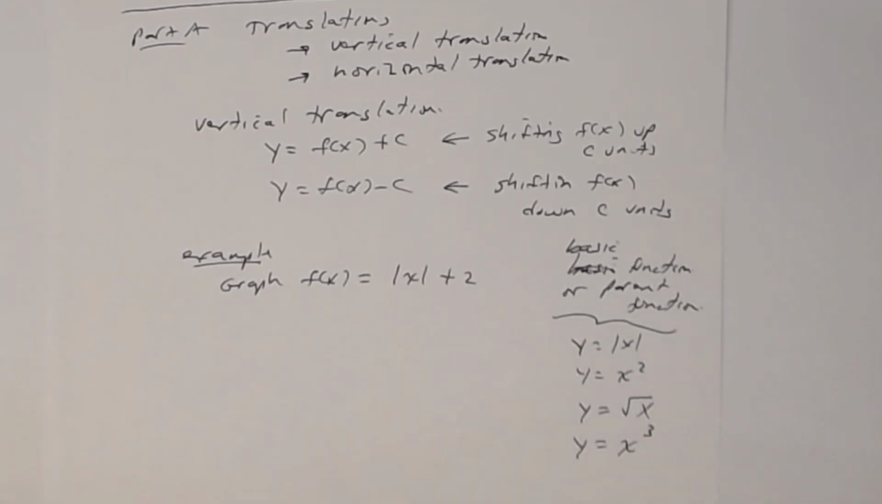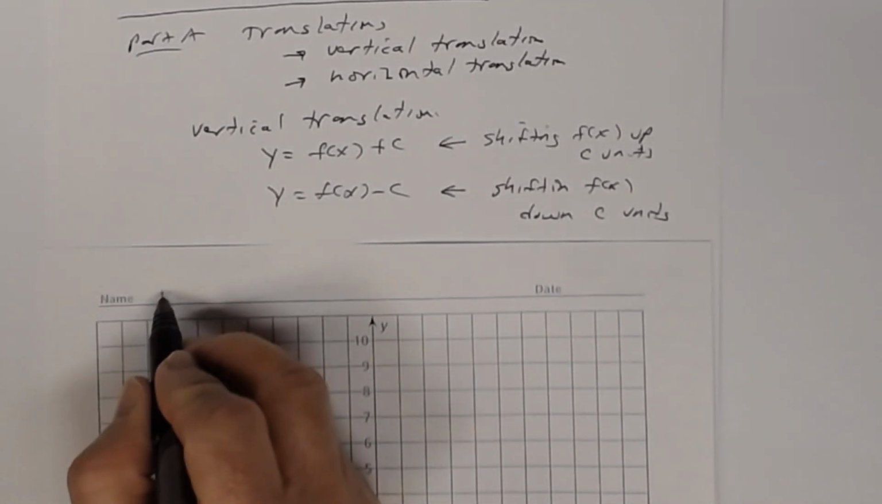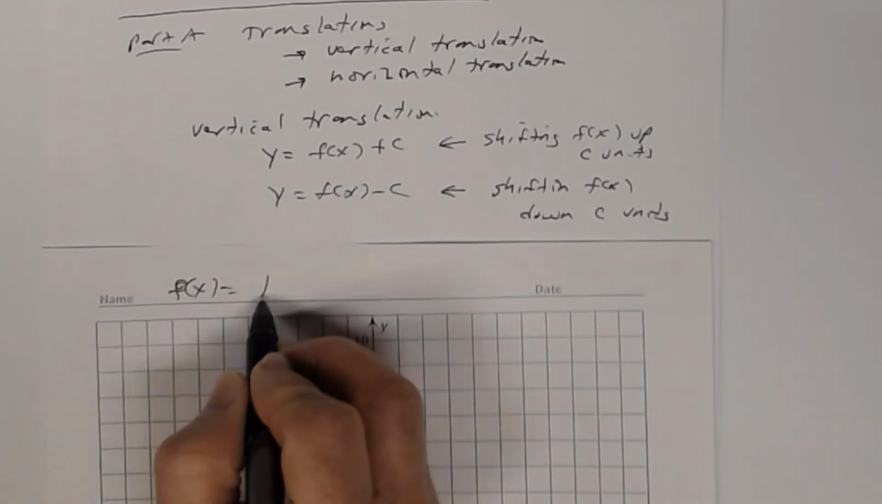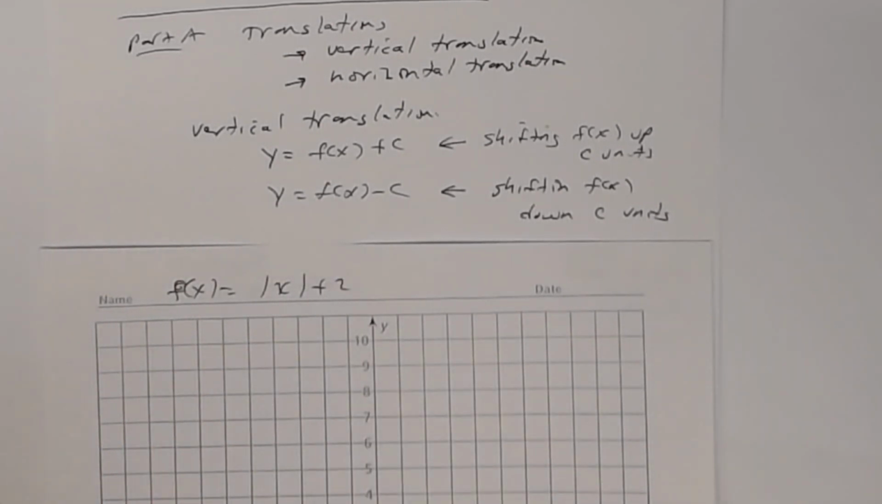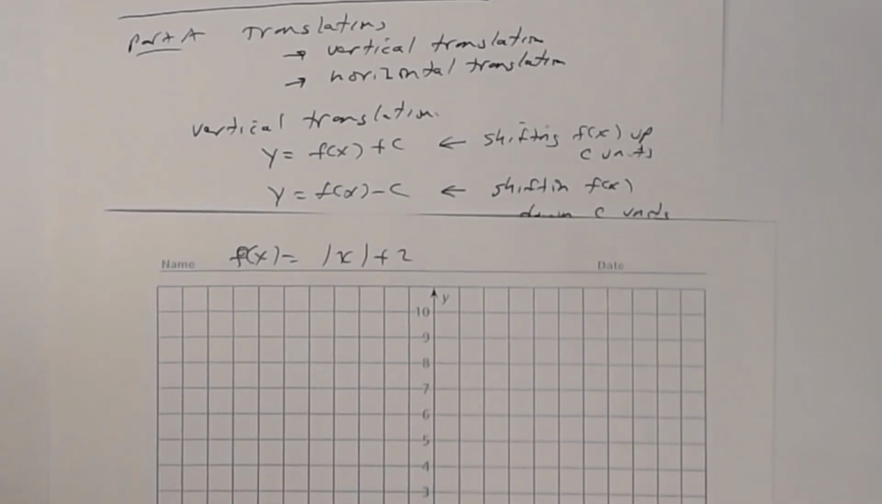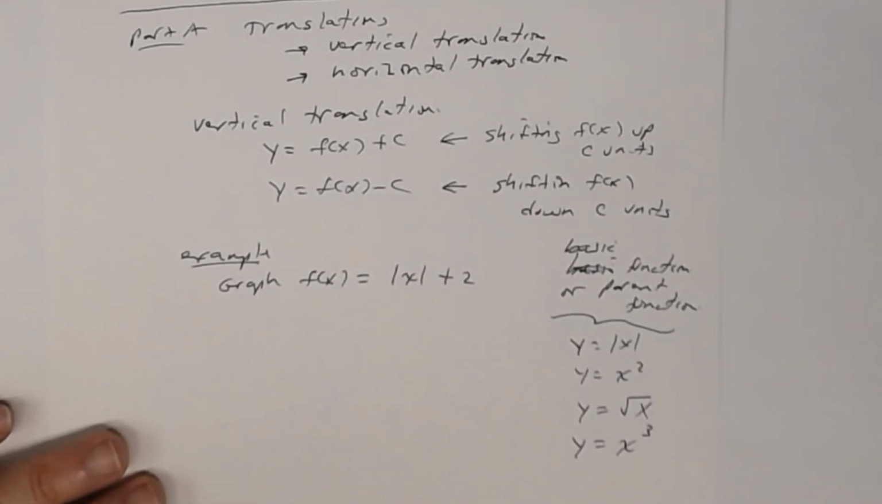So when we look at this one, I'm going to go ahead and write it here. So this will be f of x equals the absolute value of x plus 2. All right, so here's how you're going to do this. These are called transformations, and you have to show those transformations. So you're going to say this.